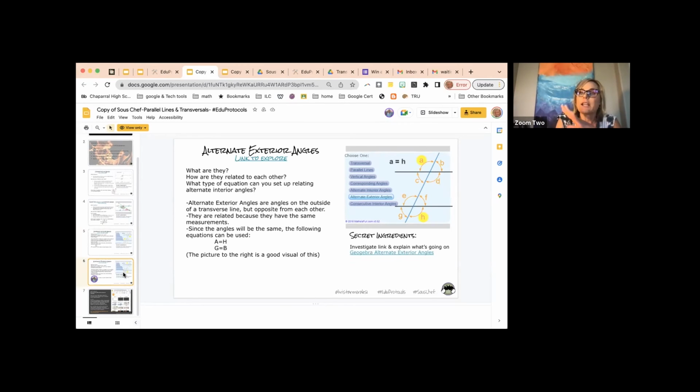So as you can see, like in a sous chef, with each student, they have some text that they're going to try to verbalize, not verbalize, but written word, explain what's going on. And they include an image and a secret sauce.